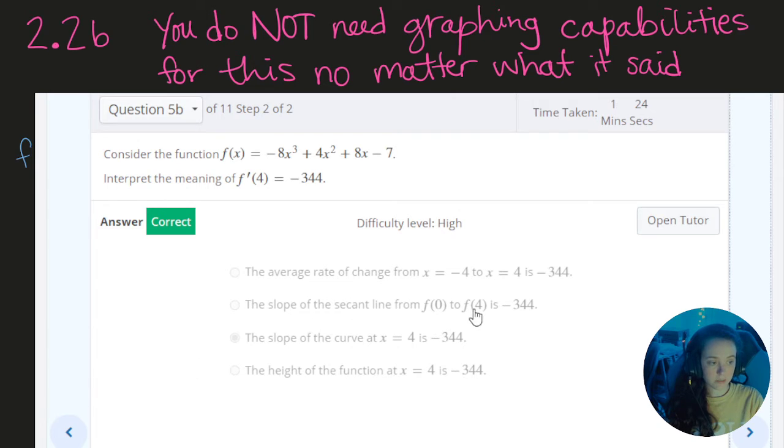And we said it's not going to be secant line because that's just not usually going to be your choice. And the average rate of change from x equals -4 to x equals 4, like I said in one of the videos for 3.2, since I'm doing these a little backwards, it's usually not going to be that big of a change when it's asking for rate of change kind of things, typically. So then that leaves us with the slope of the curve at this point is the number they gave us.